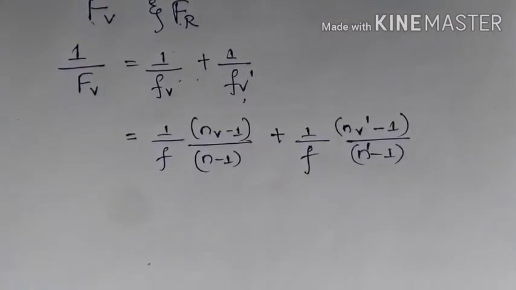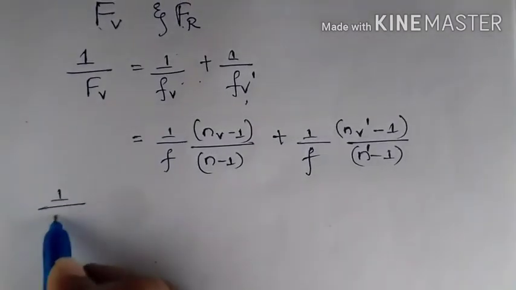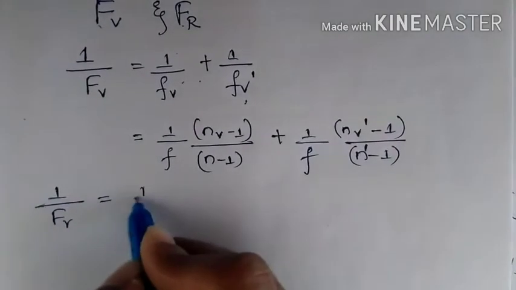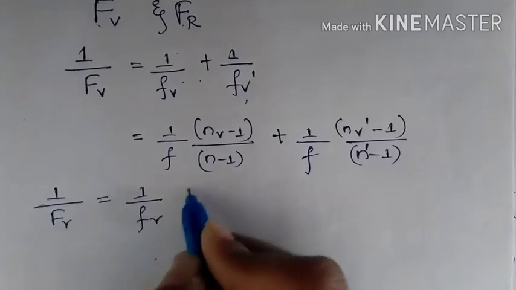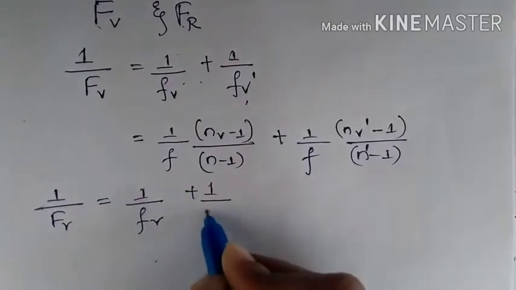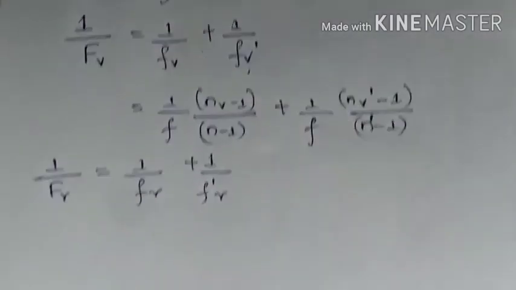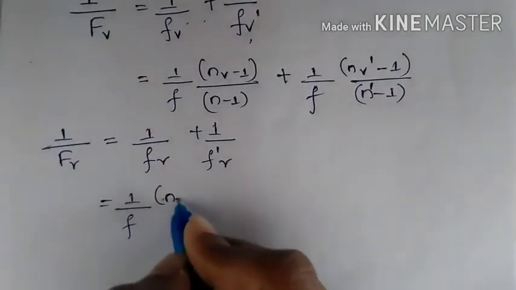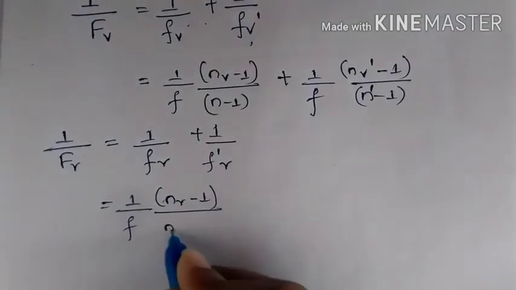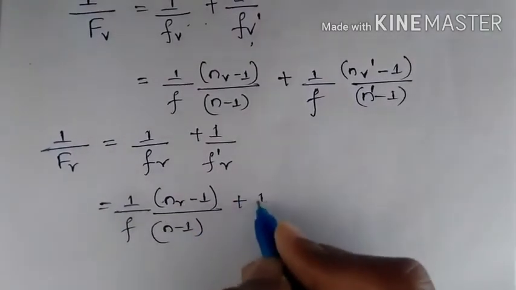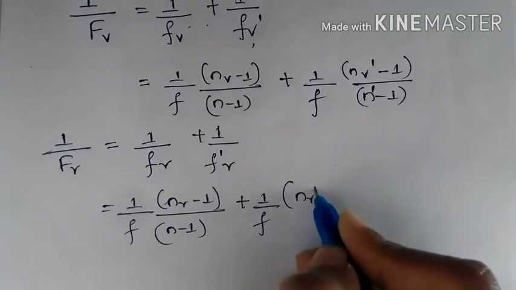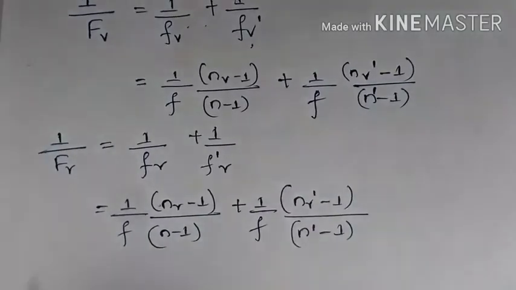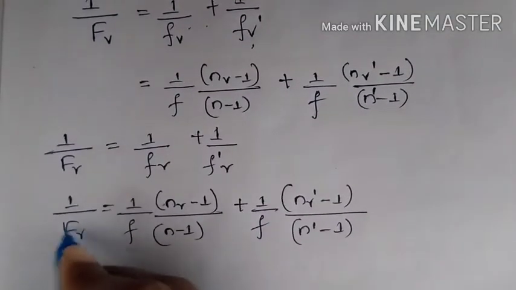So similarly let us write for 1 by FR. 1 by FR will be equal to 1 by Fr plus 1 divided by Fr prime. So what is 1 by FR? So that is 1 by f times (Nr minus 1) divided by (n minus 1) plus 1 by f prime times (Nr prime minus 1) divided by (N prime minus 1). So this is for 1 by FR.